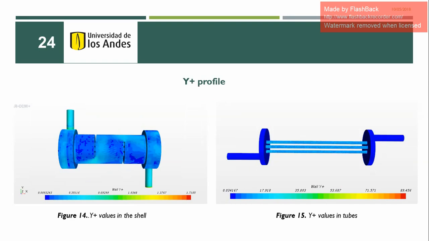In the shell they are lower because the velocity was lower and because of the prism layer in the mesh. However, in the tubes the velocity is greater and no prism layers were in the mesh in this case, which explains the great range of Y plus values.